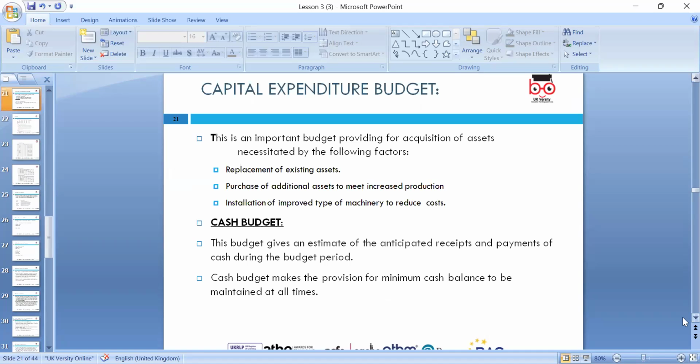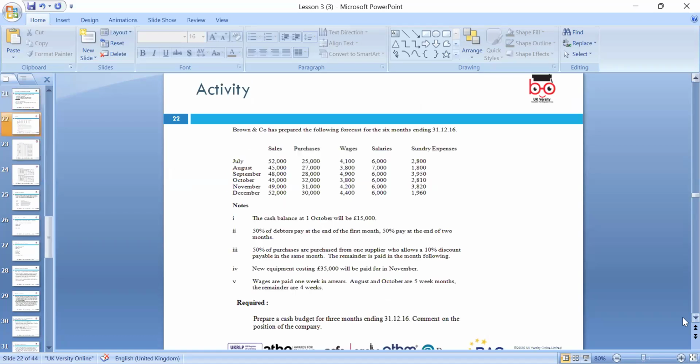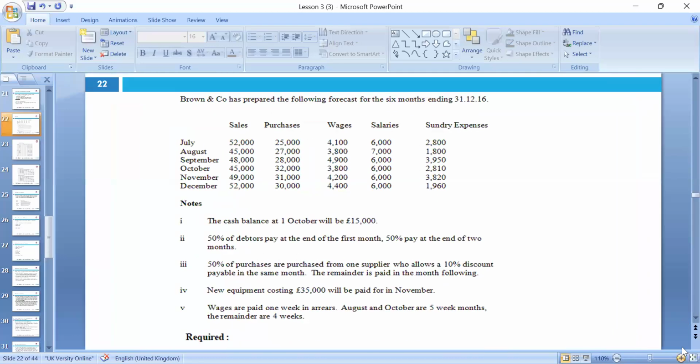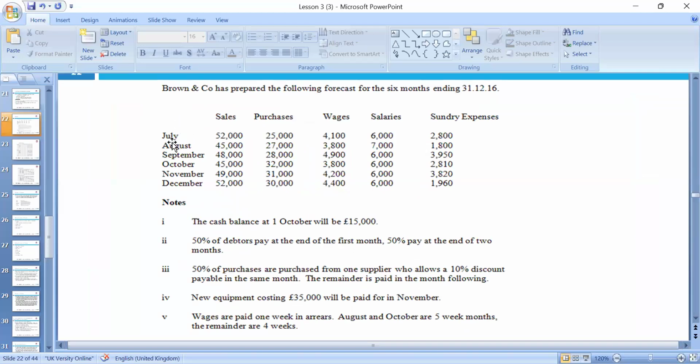So budget is a financial plan, and capital expenditure budget means the money which you want to spend on replacing assets or buying assets. Cash budget is the most important, because cash is the lifeblood of the business. You have to look around. So this is one of the examples we included. Anything we budget, we have July, September, October, November.